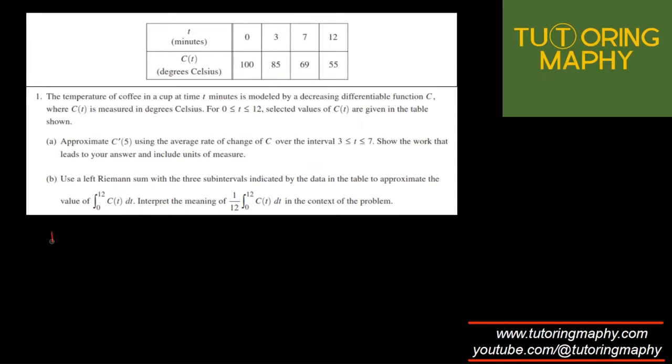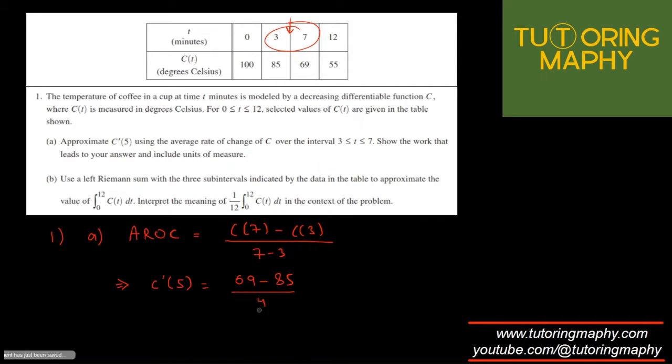So we just have to find the AROC, the average rate of change, at 5, which is somewhere in between, using the points 3 and 7. The AROC is going to be C of 7 minus C of 3 over 7 minus 3. This AROC is approximated as C prime of 5, and this is going to look like 69 minus 85 over 4.